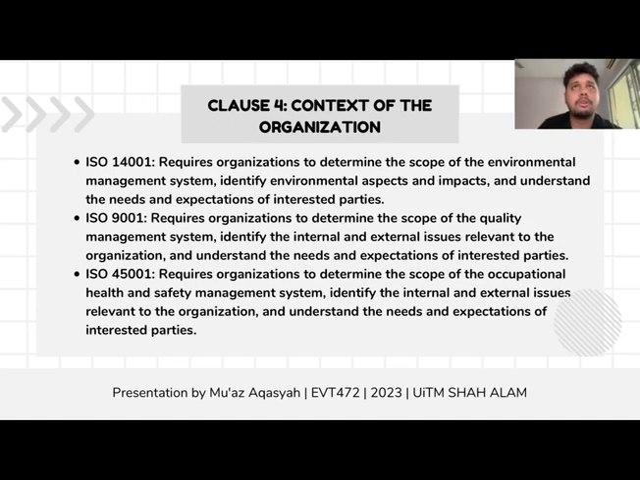First comparison is clause 4, which is context of organization. For ISO 14001, it requires organization to determine the scope of the environmental management system, identify environmental aspects and impacts, and understand the needs and expectations of interested parties. While ISO 9001 requires organization to determine the scope of the quality management system, identify the internal and external issues relevant to the organization, and understand the needs and expectations of interested parties. And for 45001, it requires organization to determine the scope of the occupational health and safety management system, identify the internal and external issues relevant to the organization, and understand the needs and expectations of interested parties.